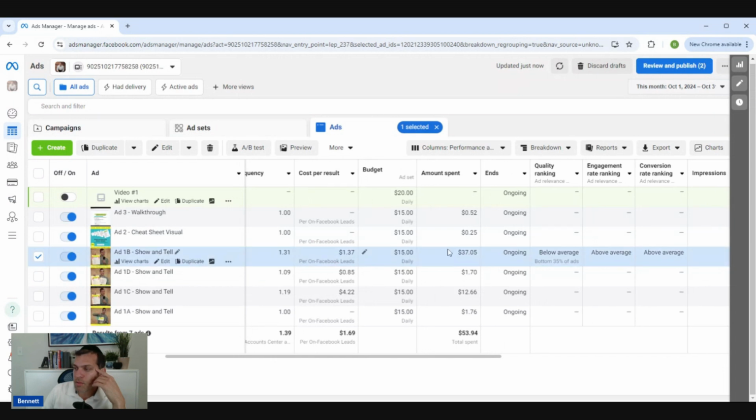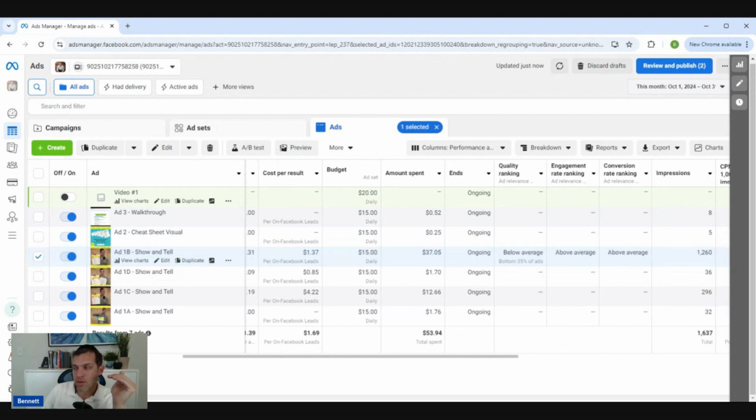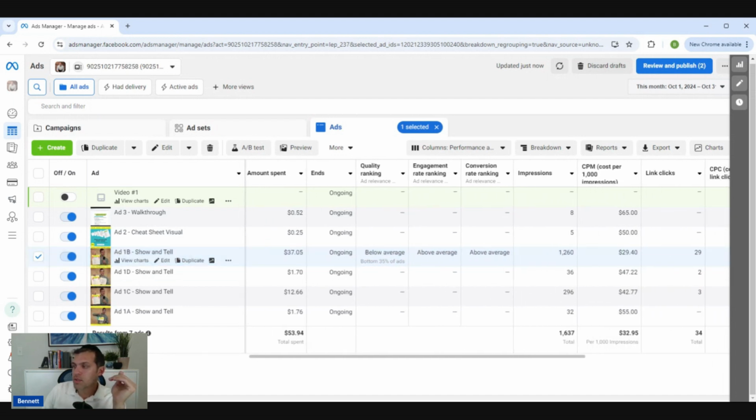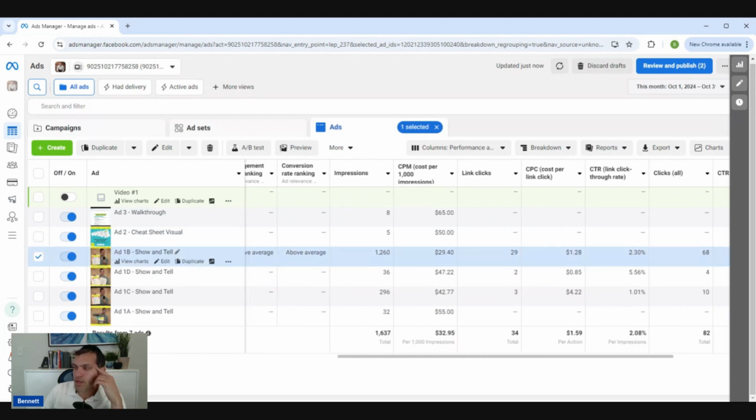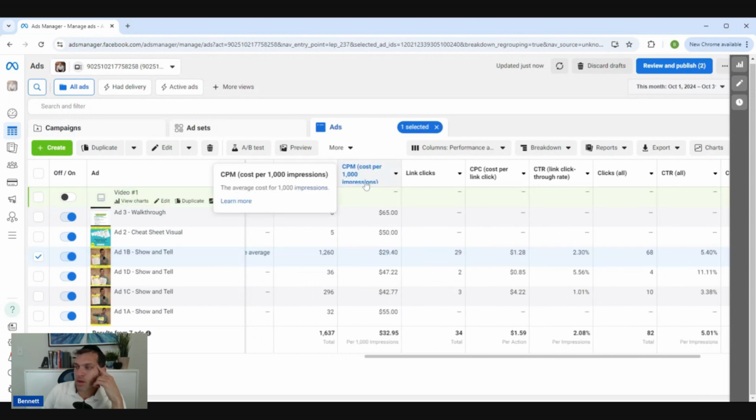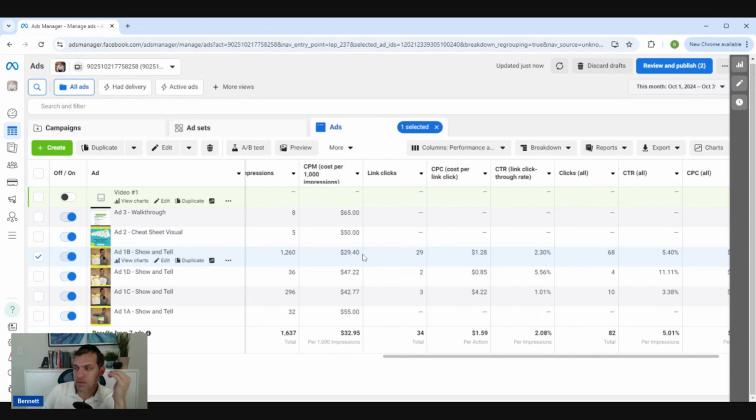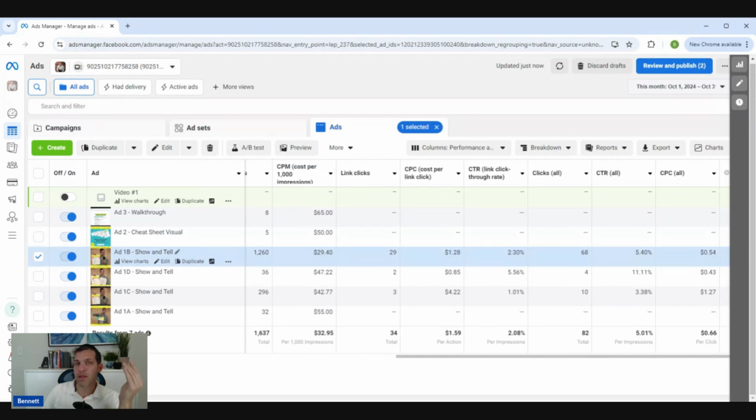Then when it comes to the amount spent, I'm here to spend money anyway. So as long as it's spending money on the better ads, I'm totally fine with that. And when it comes to the CPM, cost per 1,000 impressions, honestly, I don't really care about that, because who cares how much it's costing me for 1,000 impressions? Maybe later on I'll think that's a really important metric, but right now I'm not even looking at that.